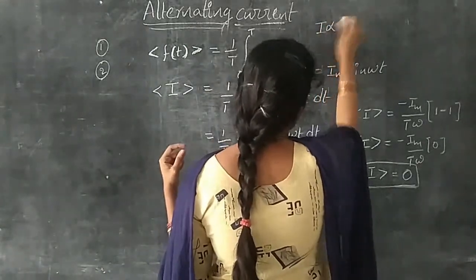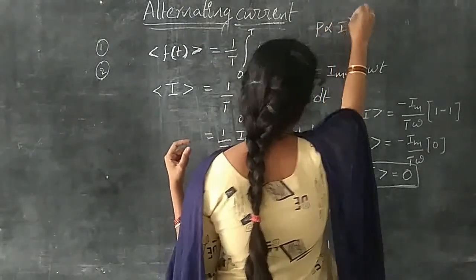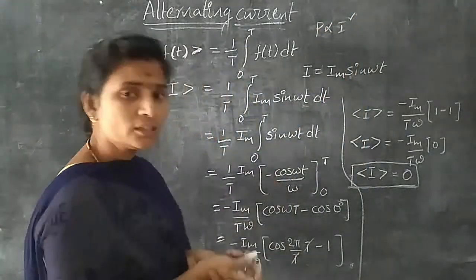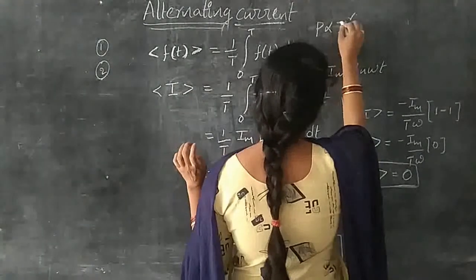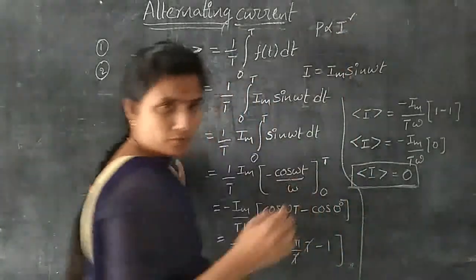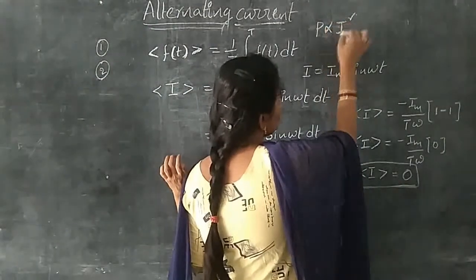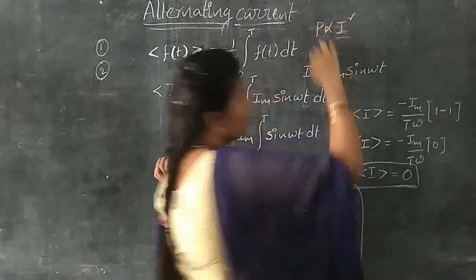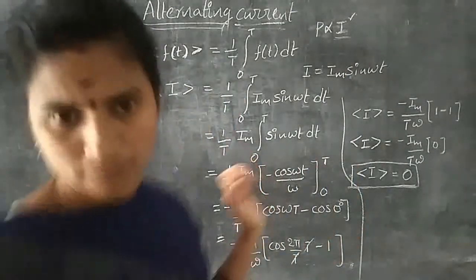power is directly proportional to I square. Power is directly proportional to I square. So from this, if the average current is 0, then what is the power? Here, power is directly proportional to I square. So what is the power? Now we have to calculate.